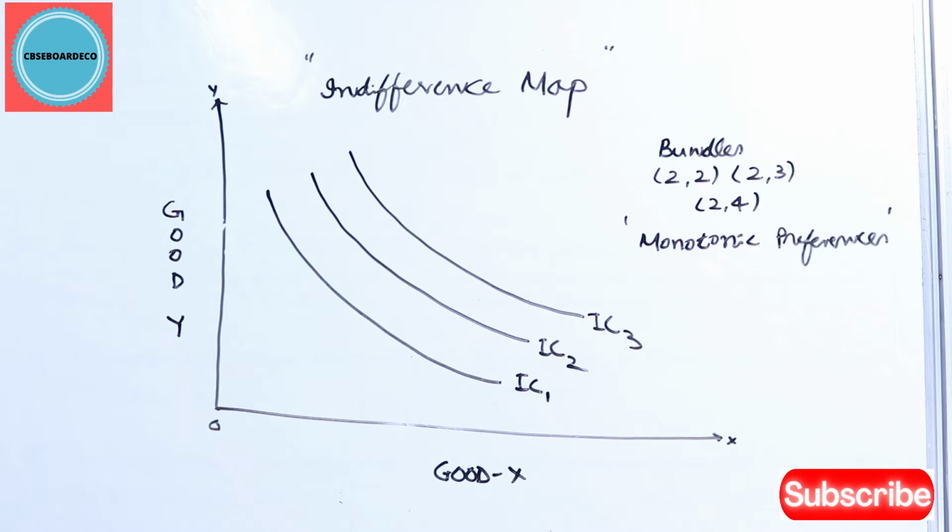That is known as monotonic preferences in economics. I just told you once again here, monotonic preferences means the consumer's preferences are said to be monotonic when he prefers a bundle which has more of one unit and no less of the other unit. For example here, look at the bundles 2, 2, 2, 3, 2, 4. The consumer will prefer a bundle which has 2, 4 rather than choosing 2, 2 and 2, 3.